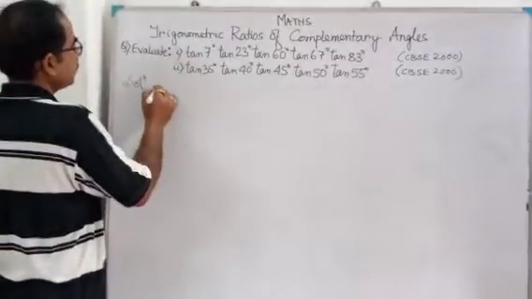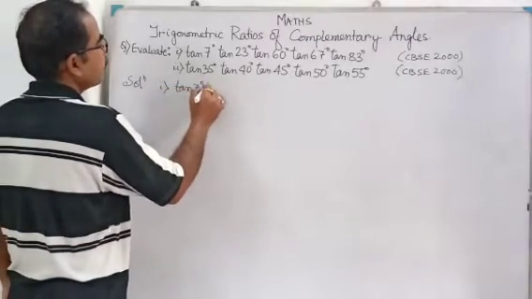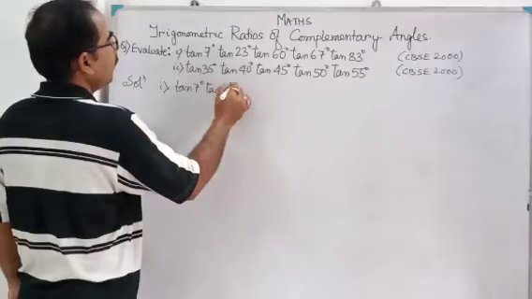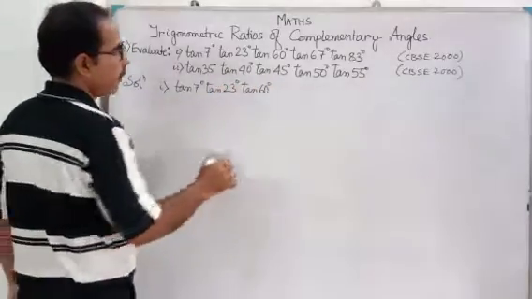So solution. The first one, just write the question: tan 7 degree, tan 23 degree, tan 60 degree, which we can write from the table.